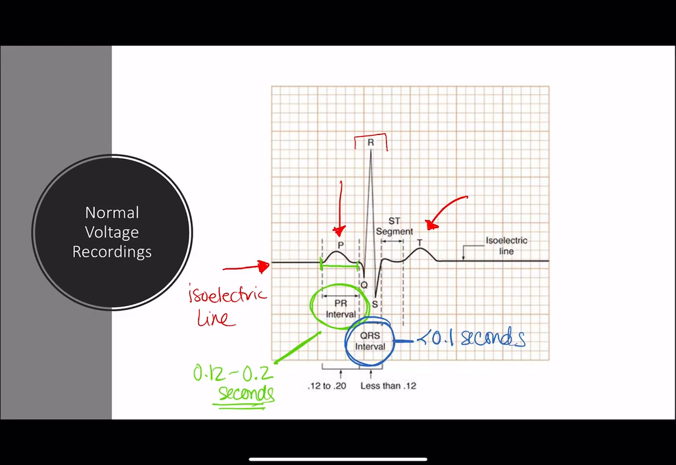The QT interval is the beginning of the Q wave all the way to the T wave. So you go all the way over, and this is your QT interval. The QT interval is like one full ventricular cycle. And sometimes people look at this for information about the timing of ventricular relaxation.